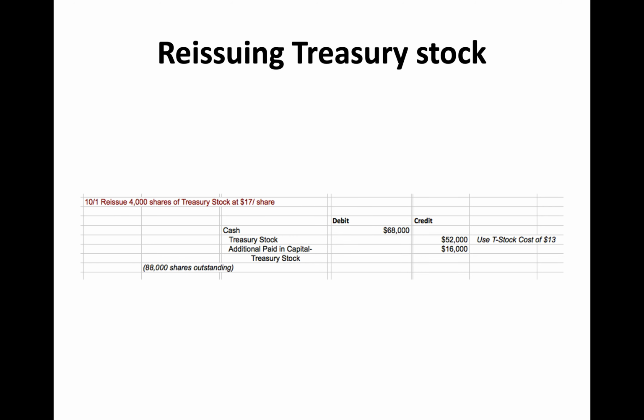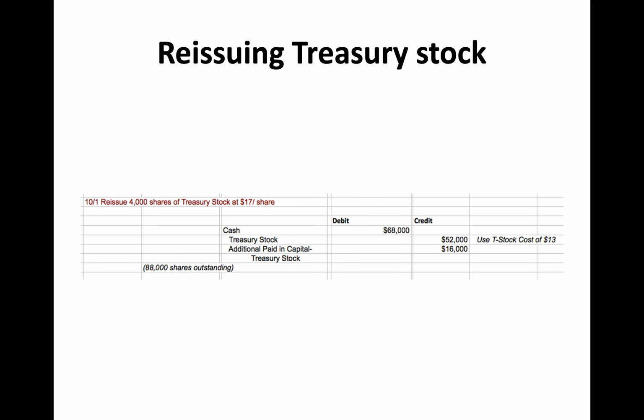Reissuing treasury stock. Well, what if we took 4,000 of the shares that we bought back and we reissue it at $17 a share? Again, the first question is, did anything happen to cash? If I multiply 4,000 shares times $17 a share, I get cash in the door, $68,000. We debit to increase cash. Our treasury stock cost was $13 a share, so we multiply 4,000 shares times 13. We credit to reduce treasury stock $52,000.